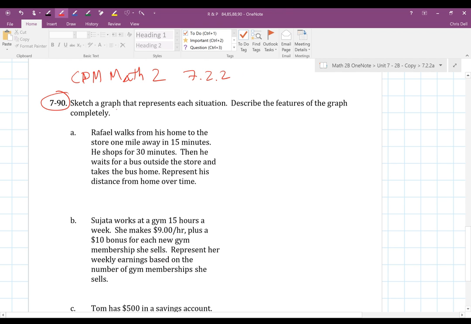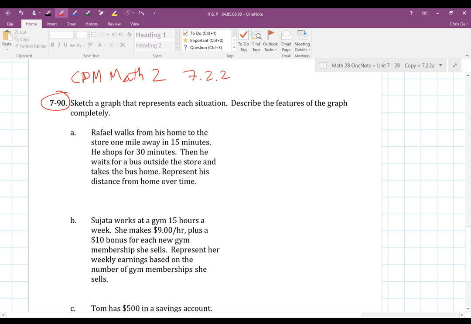The directions say sketch a graph that represents each situation. Describe the features of the graph completely. So the first one, Raphael walks from his home to the store 1 mile away in 15 minutes. He shops for 30 minutes. Then he waits for a bus outside the store and takes the bus home. Represent the distance from home over time.